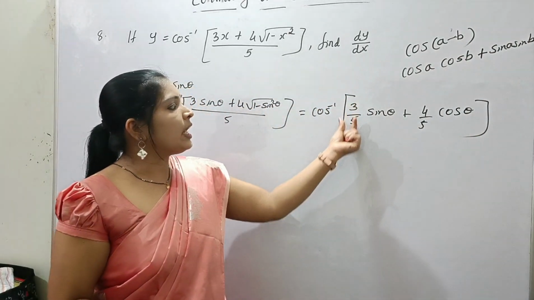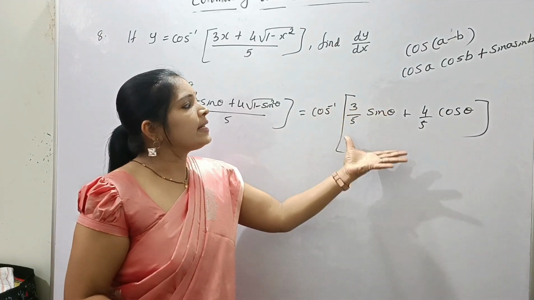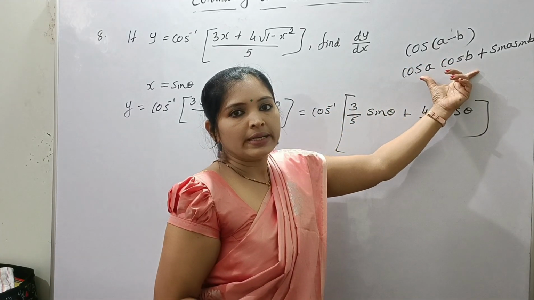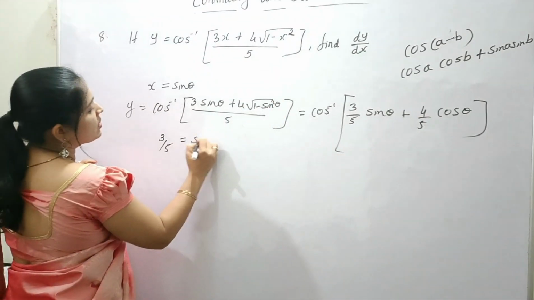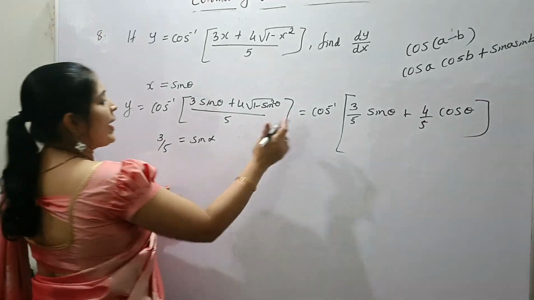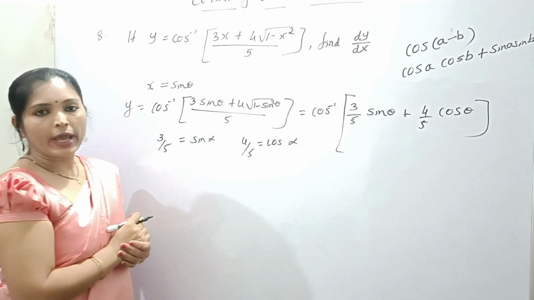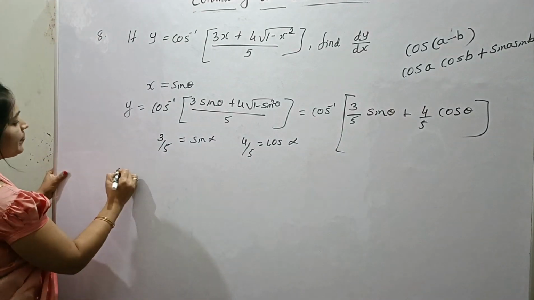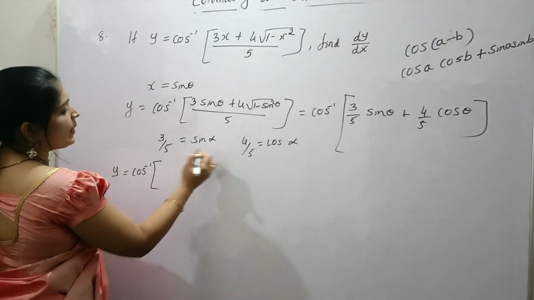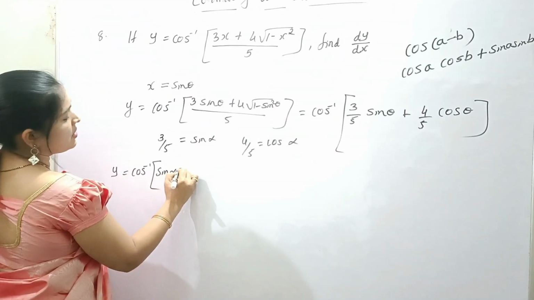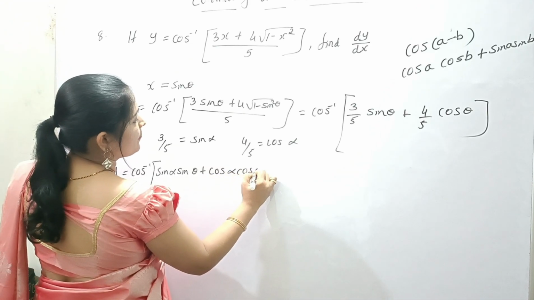So if we put 3 by 5 is equal to sin alpha, then we will get it in the form of this one, right? So let's put 3 by 5 is equal to sin alpha, and 4 by 5 is equal to cos alpha. Then y is equal to cos inverse of sin alpha sin theta plus cos alpha cos theta.